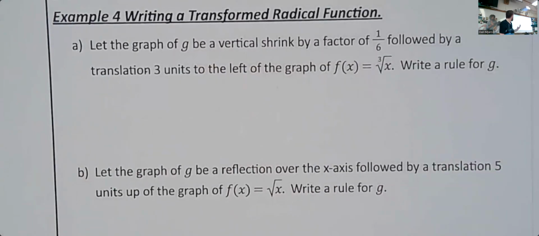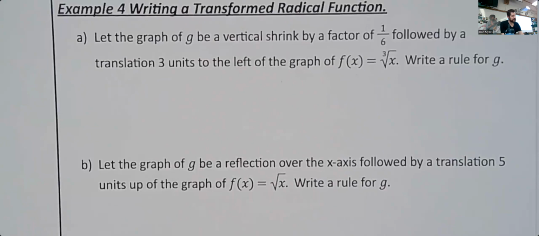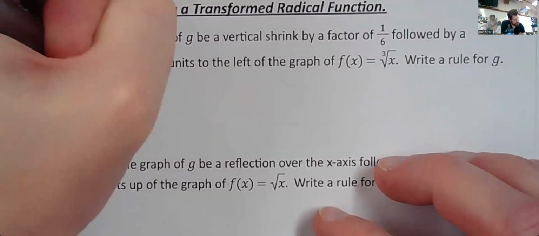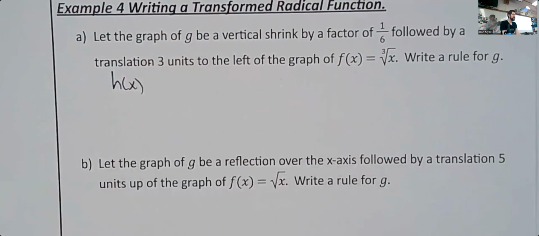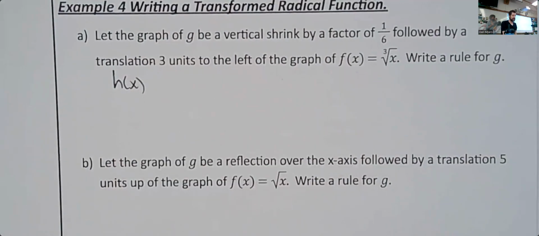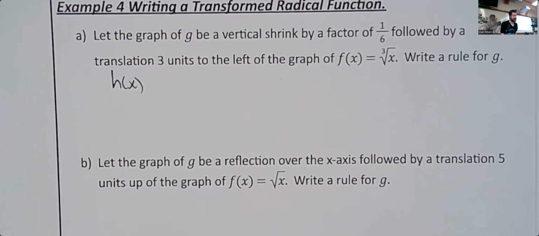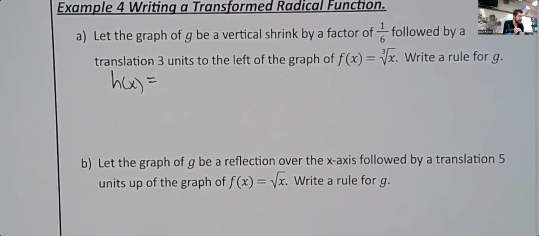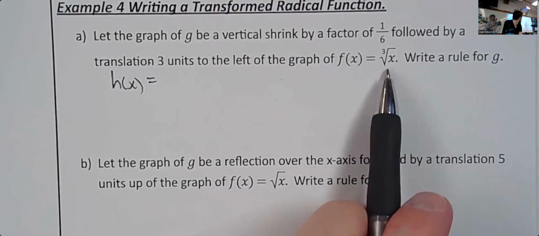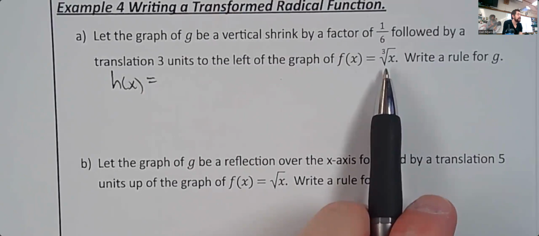So we can't write g of x next. So I'm going to say, let's go to h of x for our first transformation, even though it doesn't tell us anything about h of x. H is another common letter along with g and f when we're talking about functions. So if we have a vertical shrink by a factor of 1/6, what's that going to look like with the parent function when we apply it to this?